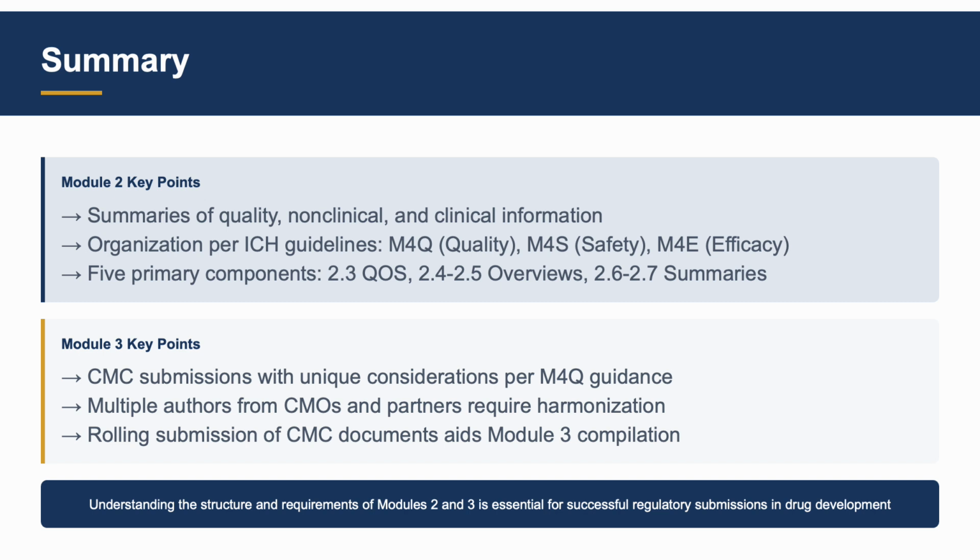The 5 primary components are Section 2.3 Quality Overall Summary, Sections 2.4 and 2.5 for non-clinical and clinical overviews, and Sections 2.6 and 2.7 for non-clinical and clinical summaries. Module 3 contains all chemistry, manufacturing, and controls documentation, with structure and content governed by M4Q. CMC submissions present unique challenges because documentation often comes from multiple sources including internal teams, CMOs, suppliers, and testing laboratories. Regional differences in GMP requirements must also be considered.